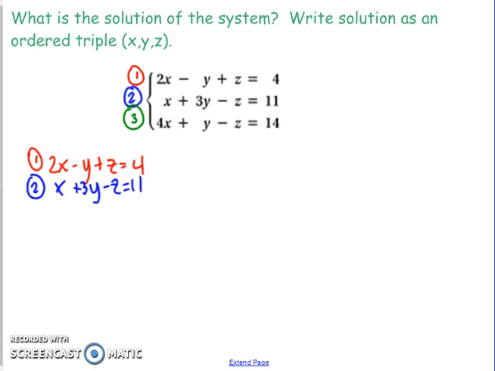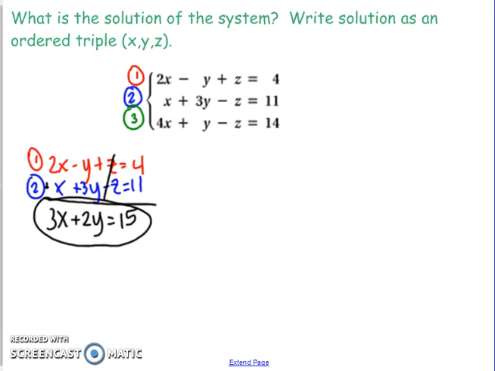So since the z's are opposite signs, I can just add these together. So I have a 3x. I have a 2y. These will cancel. And then I have 15. So I'm going to circle this, and I'm going to come back to it. So now I have to use the third equation. I can use the first and the third, or the second and the third. So I'm going to use the first and the third because the z's are opposite signs. So that's easier for me to do.